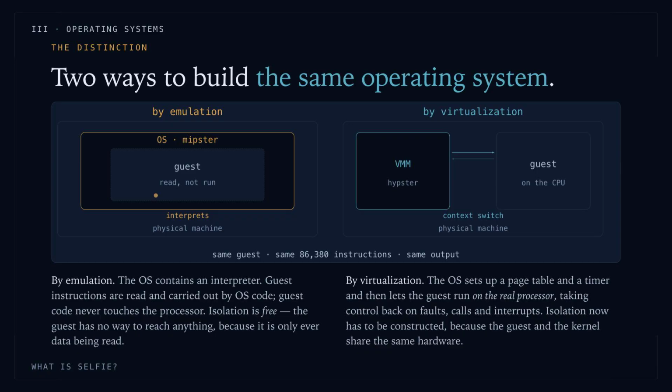Isolation is free because the guest is only ever data being read, and data cannot escape. By virtualization, the operating system sets up a page table and a timer, then lets the guest run on the real processor, taking control back on faults, calls and interrupts. Now isolation has to be constructed, because the guest and the kernel share the same hardware.